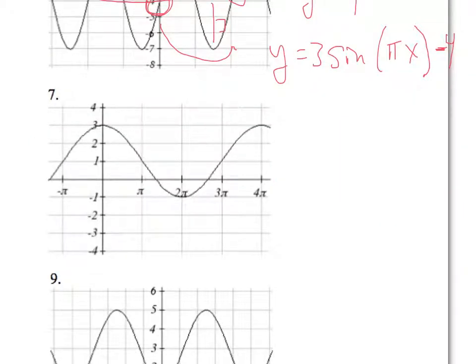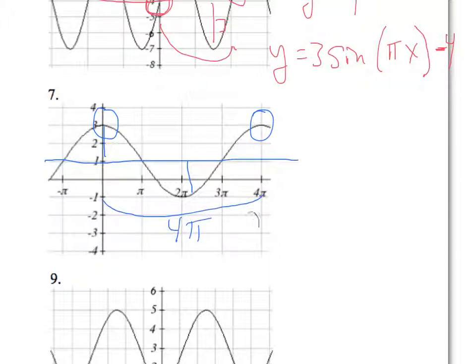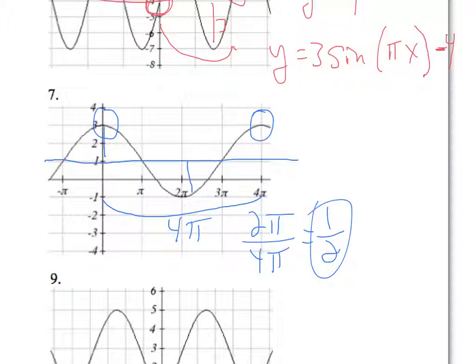Okay, for this one, I think that's the midline, 2 below it, 2 above it. Looks good. I see a cosine graph that hasn't been shifted left or right. That's good. I see a period of 4 pi. So 2 pi divided by 4 pi is 1/2. That's our B number. So I think we're good to go.